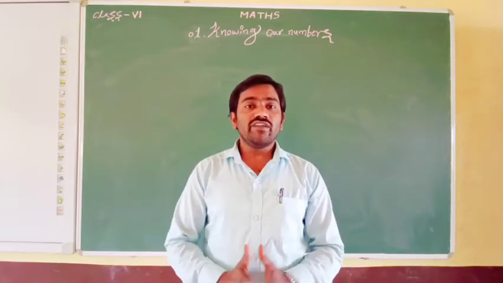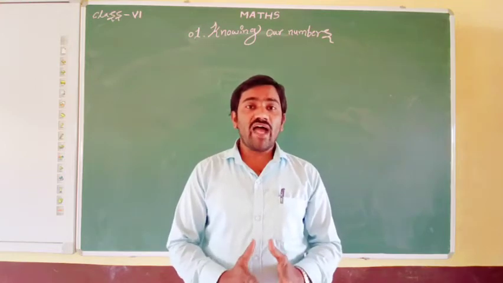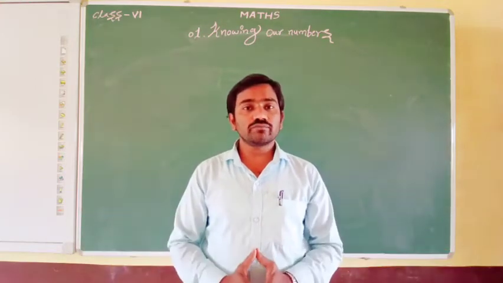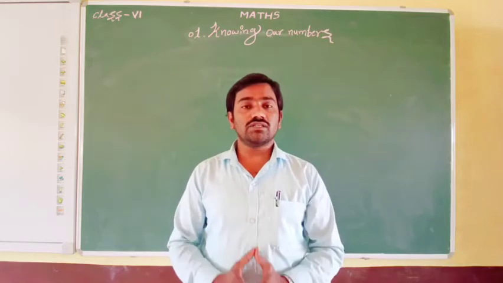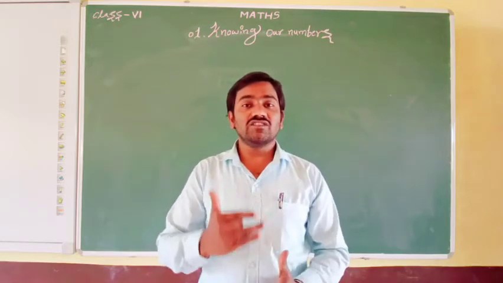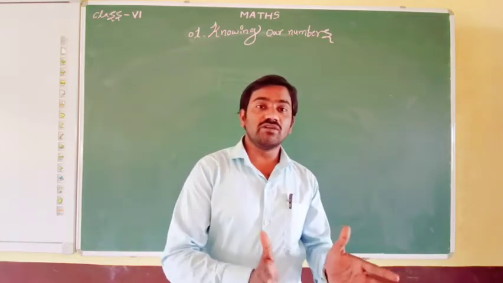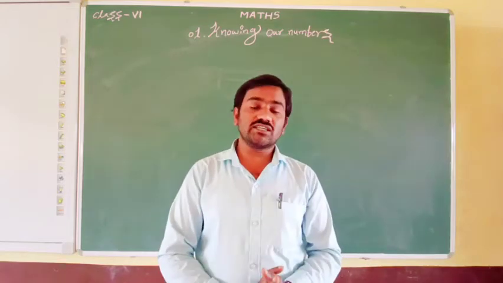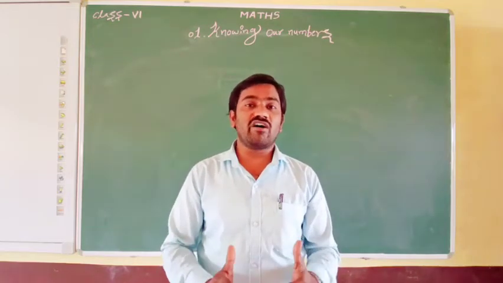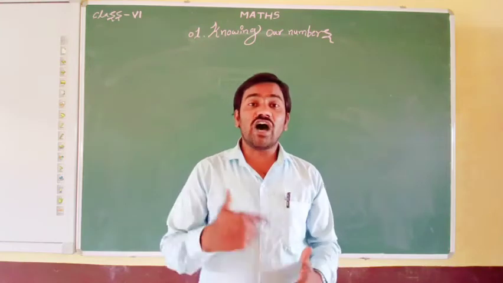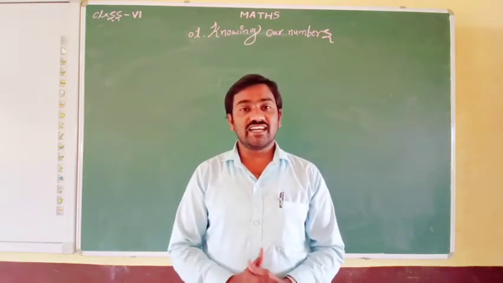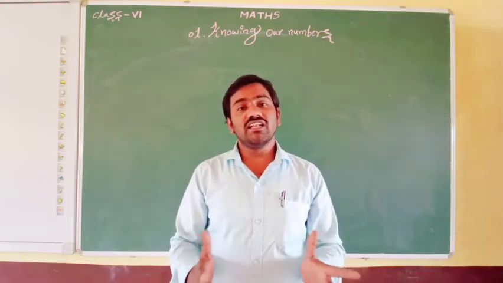So here we need to identify, if I have given 5 or 6 numbers, among those numbers which is the greatest one and which is the smallest one. The greatest number among the 5 or 6 numbers and the smallest number among the 5 or 6 numbers. And also ascending order and descending order. Greater than symbols, less than symbols.